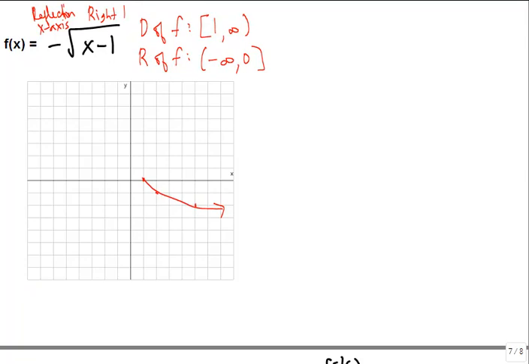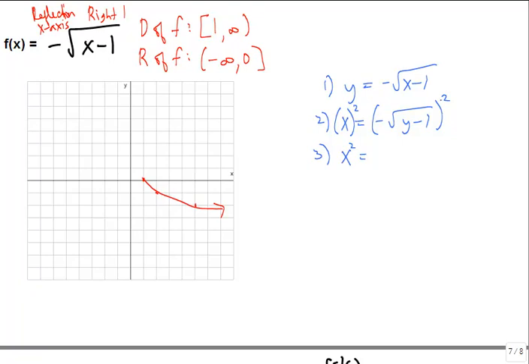function would be. So step 1 is to change f of x to y. Step 2 is to swap x's and y's. Step 3 is to solve for y. So I'm just going to go ahead and square both sides right away. So I get an x squared on the left side, and because I'm squaring, this negative on the outside is going to get squared away and disappear.